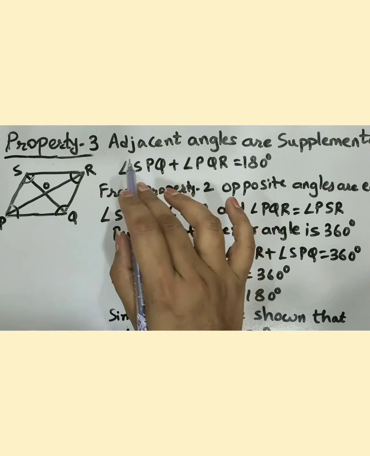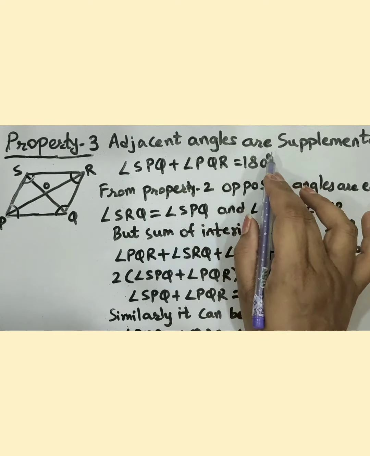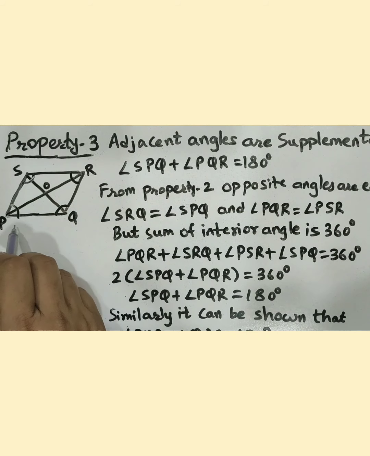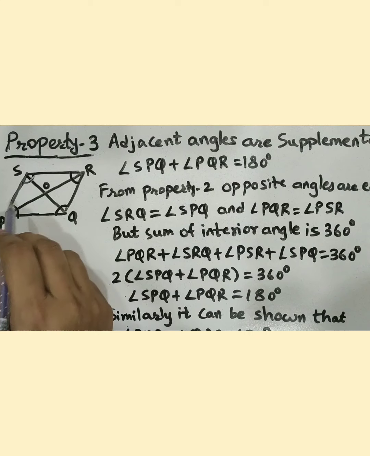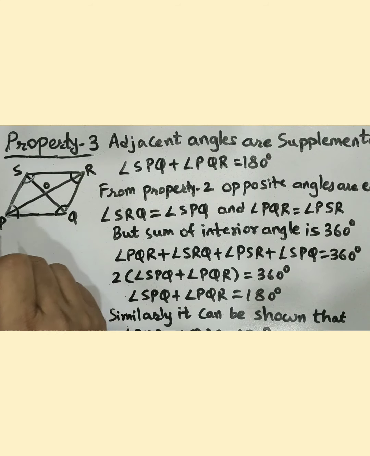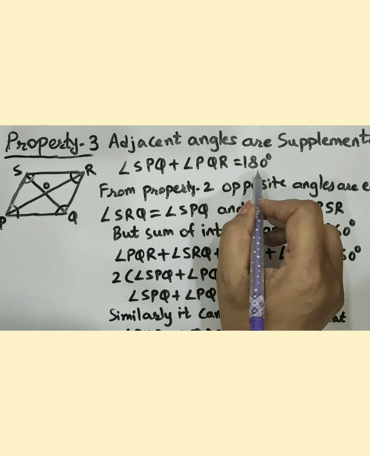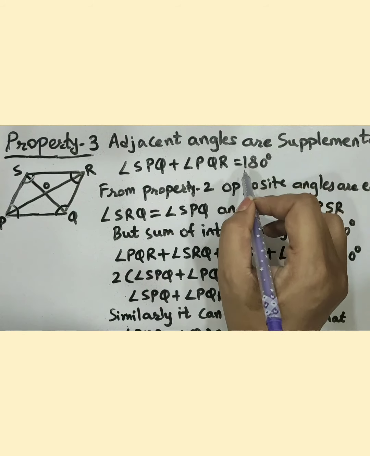Property 3. Adjacent angles of a parallelogram are supplementary. Now if I take the parallelogram PQRS, then my property shows that the adjacent angles, that is SPQ and PQR, the sum of the two angles is 180 degrees, that shows that it is supplementary.